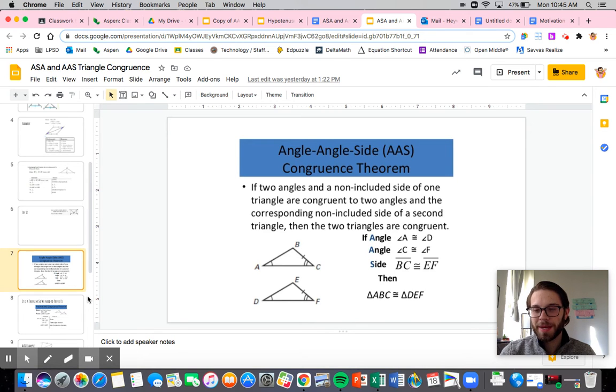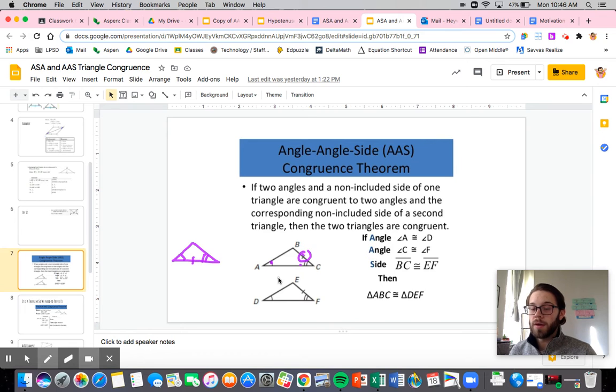Basically, it's the same thing that we just had, except the only difference is that now it's the non-included side. All right. So see how before when we had this, we had something like this, angle, side, angle. Well, now our side's over here, or it could have been over here. It doesn't matter. But it's one of the sides that's not in between the two angles. So you should read it as angle, angle, side. Okay. So you have the two angles and then the side not between them. And that's the only difference.